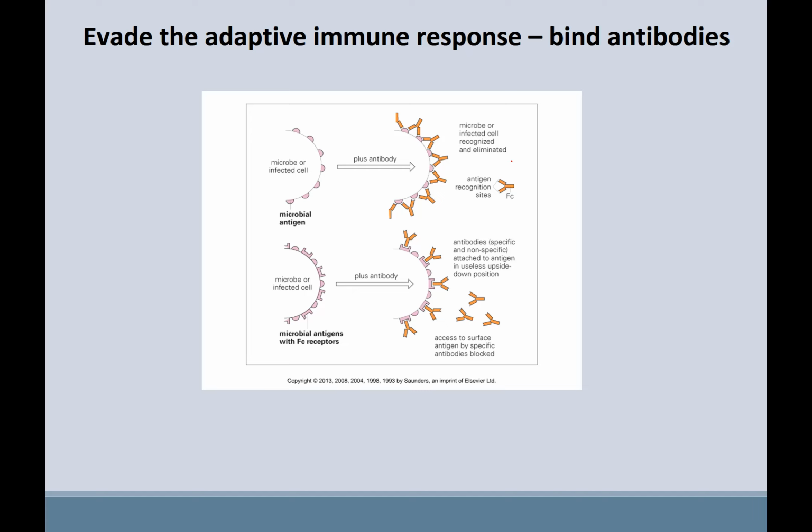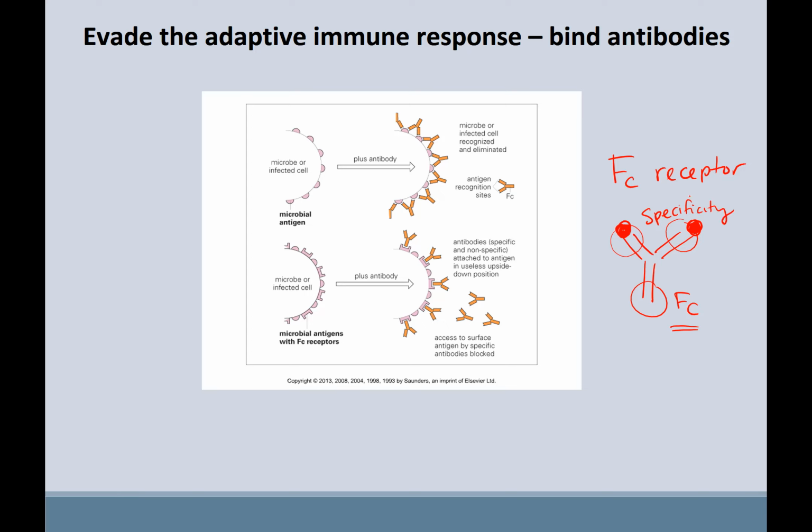Another trick that some viruses and bacteria do is they produce what we call an FC receptor. So if you remember our structure of antibodies, these are the variable regions and this is the constant, and this is called the FC area. And remember that the variable is where it specifically binds the antigen, right? So this is where specificity comes in.